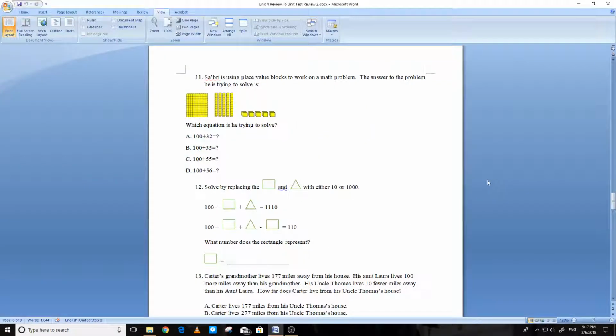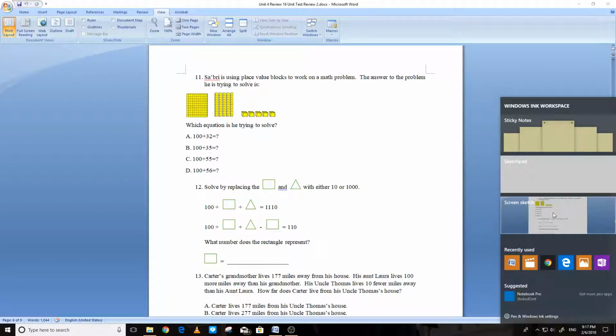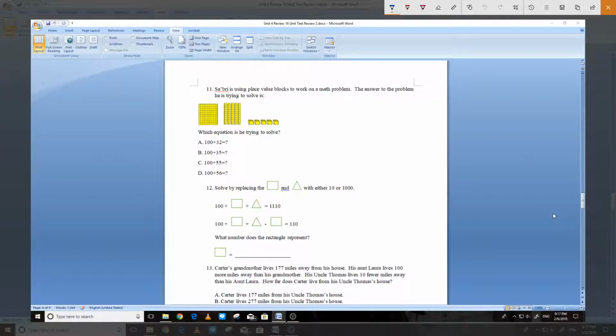Thank you so much for paying attention, and we are ready to do number 11. Let's take a look at number 11. Sabri is using place value blocks to work on a math problem.